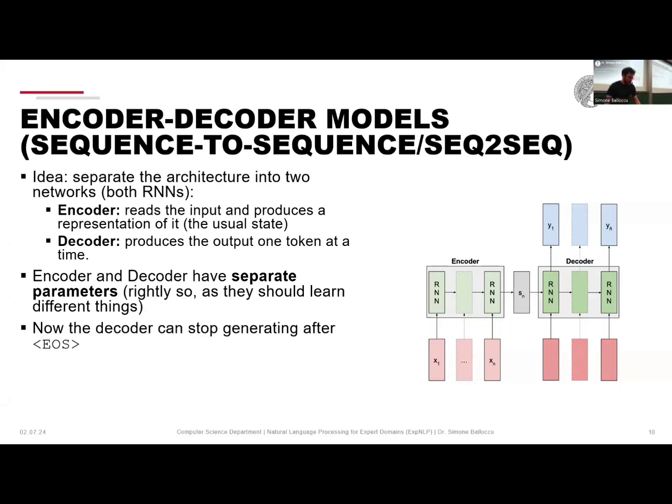And now the decoder can just stop generating because the decoder is only working in function of itself. It's not receiving 3,000 words. It just gets a state and starts generating. Then when you produce the end of sequence, you can just stop. You don't have future tokens to process. So you see the point?